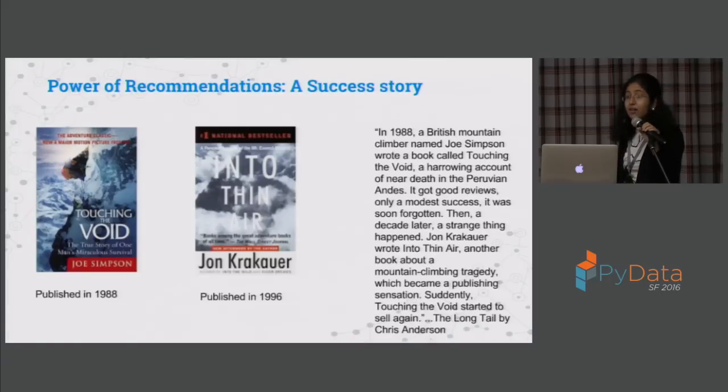And then another book called Into Thin Air came out by Jon Krakauer in the year 1996, and it became a huge sensation. Amazon picked up that people who were buying this book about mountaineering adventure, Into Thin Air, were also buying another book called Touching the Void. And then almost a decade later, the other book, Touching the Void, instantly became famous. So you see, recommender systems, if used properly, can have a huge impact in the market.